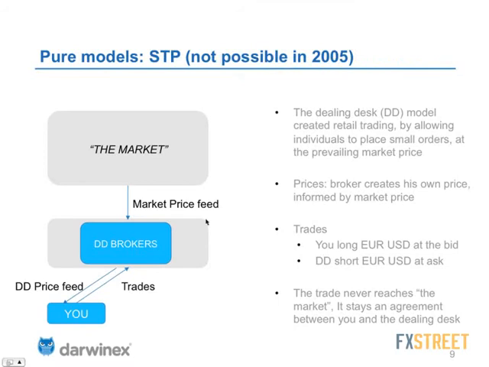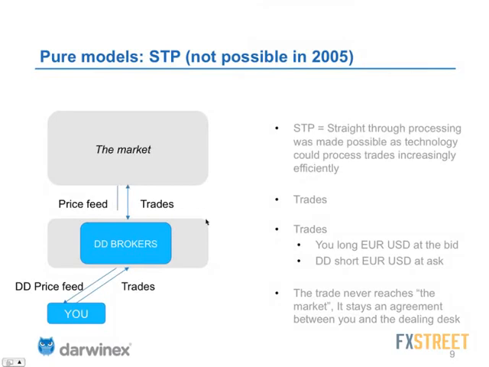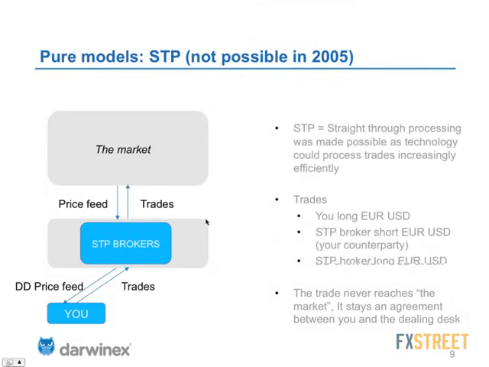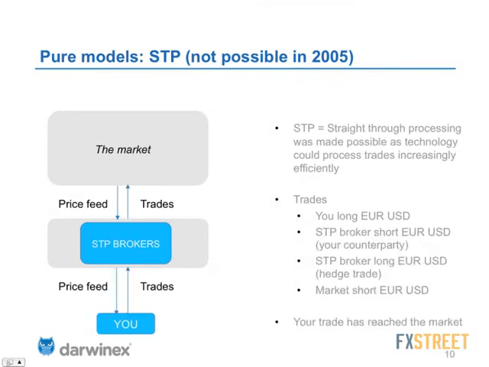So let's go for the other extreme of the models, the pure 100% straight-through processing model, which was not possible in 2005, as I said, because back then technology didn't allow it for retail trade price sizes of as small as we're used to being processed, but is now increasingly possible for increasingly smaller amounts.